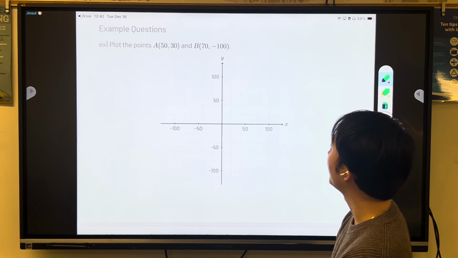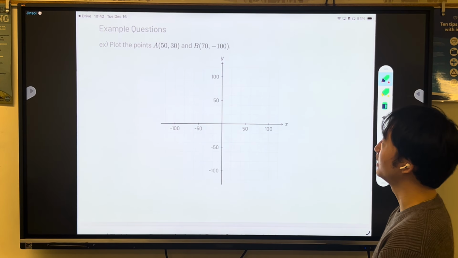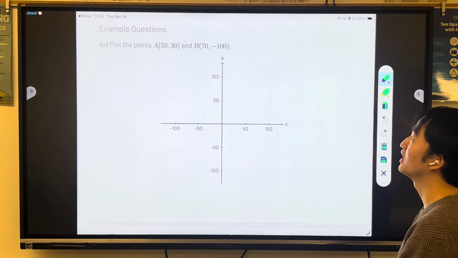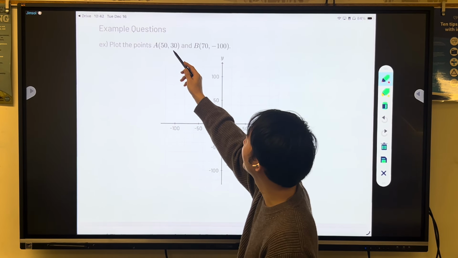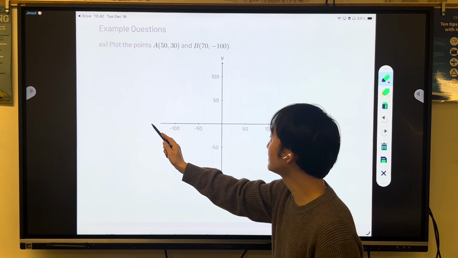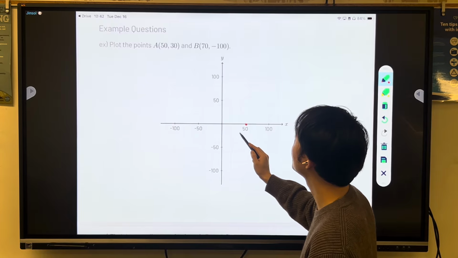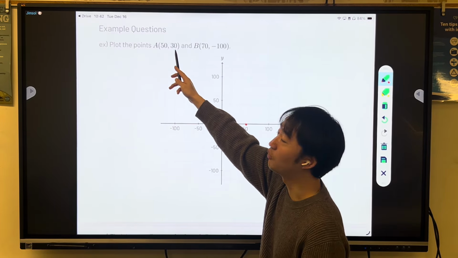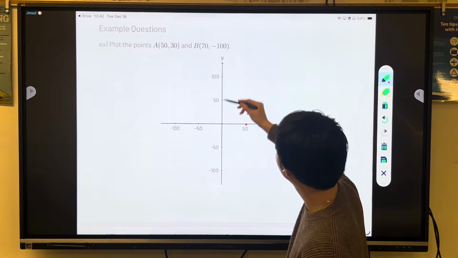plot the points A, which has the coordinate of 50, 30, and B, which has the coordinates 70 and negative 100. So first off, let's plot the point A. The point A has the x-coordinate of 50. So on the x-axis, it's going to be at 50. So around here, that's where we start. But also, the y-coordinate is 30, which means on the up and down, we're going to end up at 30.